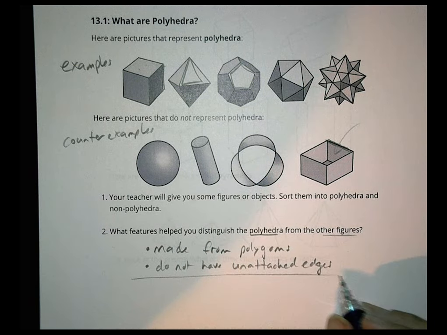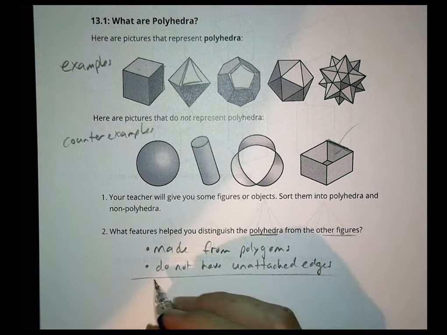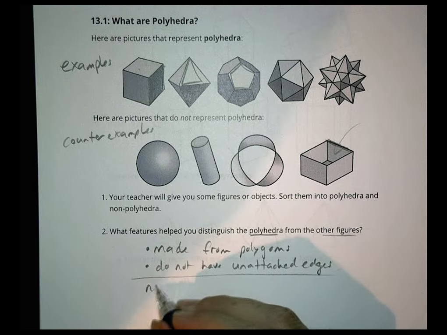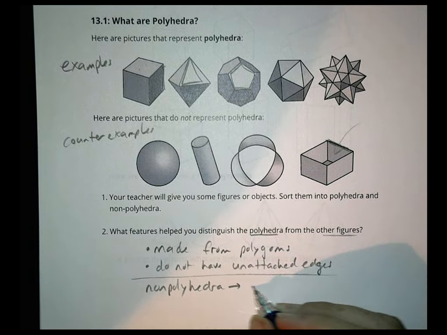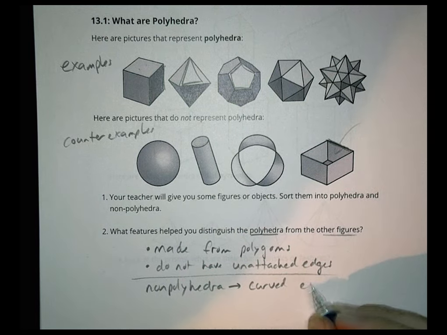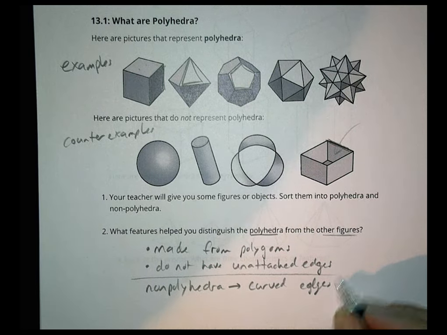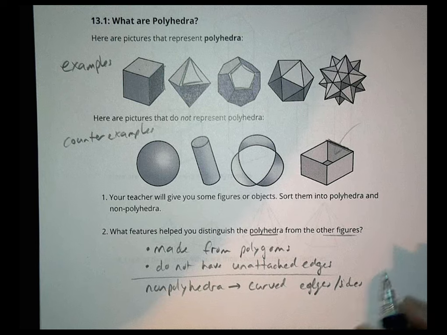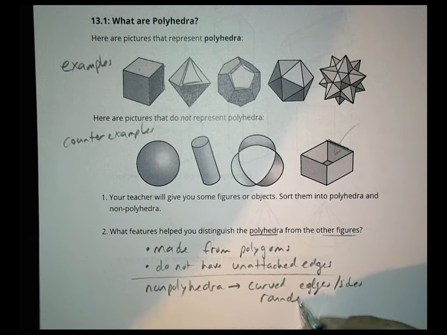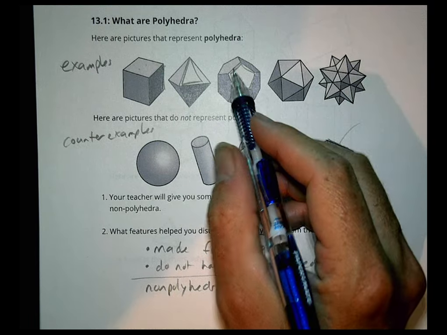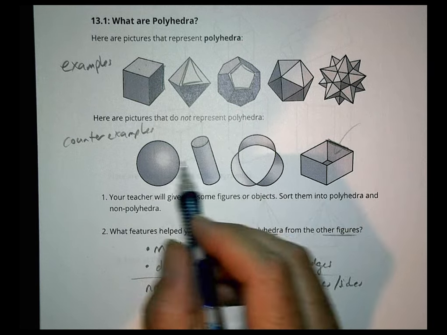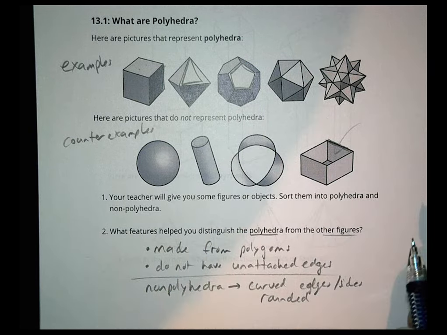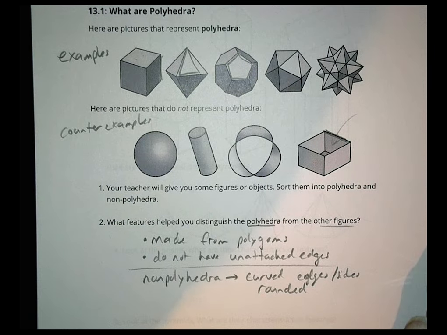When we look at the non-polyhedra, they seem to have some curved edges, right, or sides. They have some curved edges and sides. They tend to be a little more rounded. And we can see in here, on our examples, there are no curved sides, no rounded sides. Over here, lots of curves going on, right? Lots of rounding going on, okay?